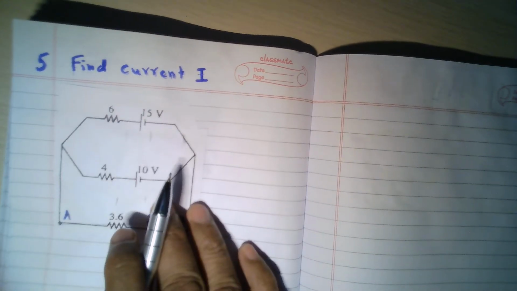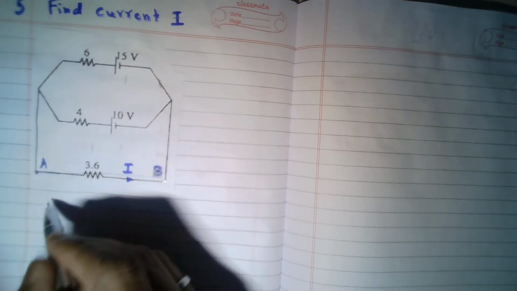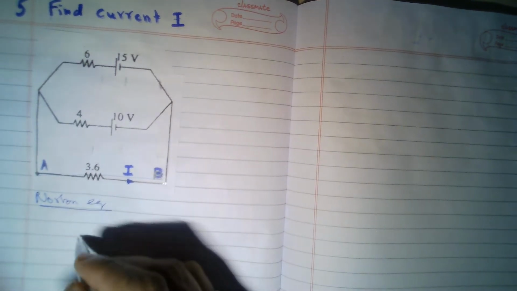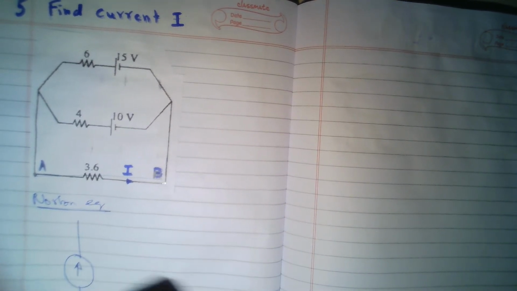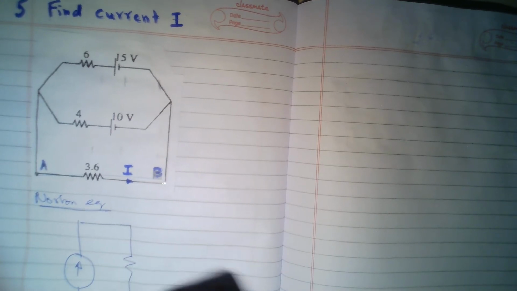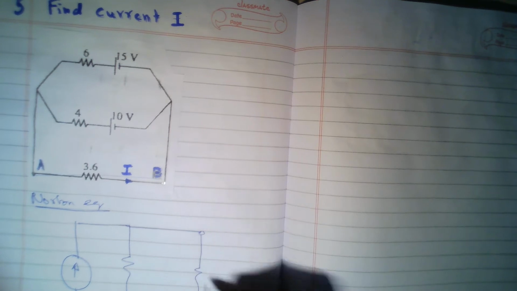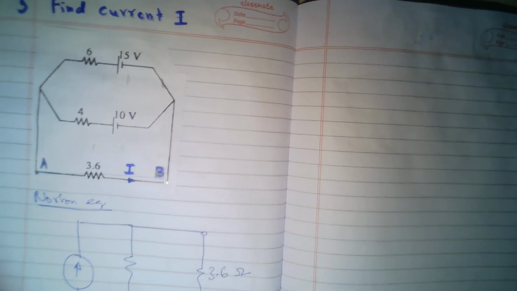So I will apply the formula. I will simply go for Norton's equivalent. So what is Norton's equivalent circuit? I need one current source, and then one resistance, and then finally I have the resistance of 3.6 ohms. Okay, so this is A, B.